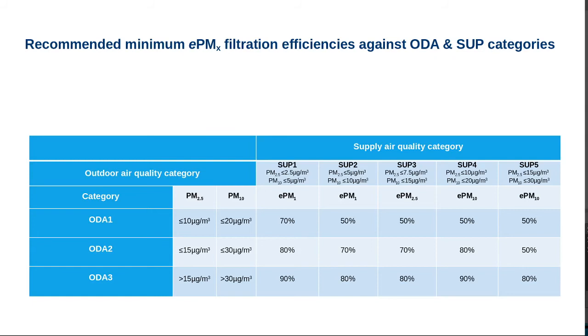So if we were to consider a project building to be located in an ODA3 environment, like urban clusters such as Manchester, Birmingham or London, and for which a SUP2 category is expected to be delivered to its users, then the project team will be able to clearly identify that the filter required would be an ePM1 80%, and that will be the minimum recommended efficiency level for the filtration in the HVAC equipment.